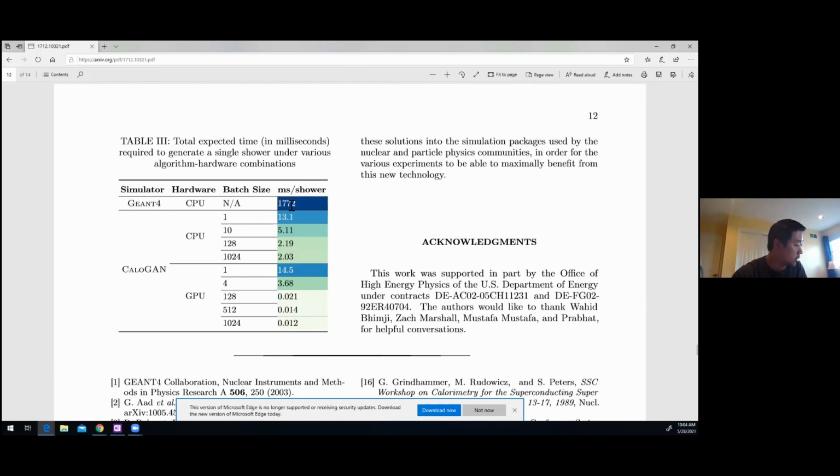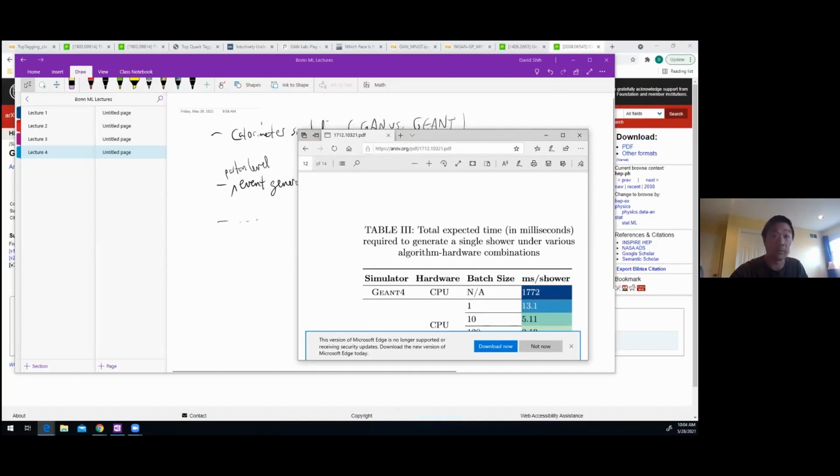So the Geant4 simulation of just one of these particles showering through 3 layers of calorimeter took 1.7 seconds. But with the GAN, they could get it down to 0.01 milliseconds. So that's a factor of 10 to the 5. So people thought, even if I slow it down by making the GAN more complicated to improve all those histograms, that's a lot of computational savings that I have to work with. So that's very exciting. Okay, so that's the CaloGAN paper that was sort of the first proof of concept.